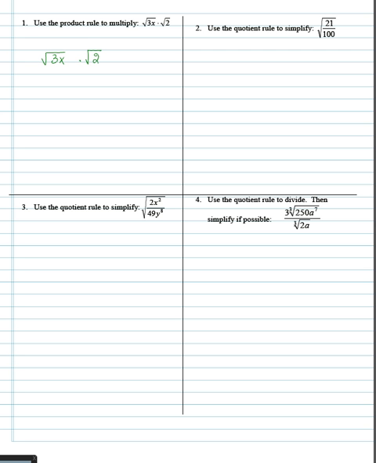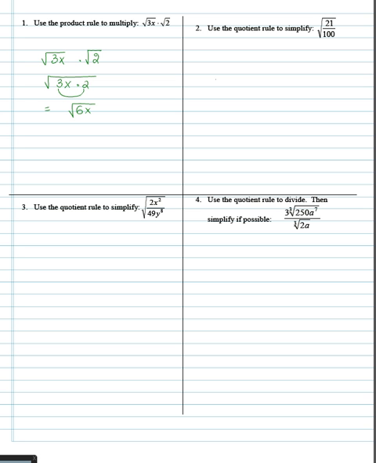I can't find the square root of 2, a perfect square root. I can't find the square root of 3, so I'm going to combine the radicals. 3x times 2. 3 times 2 is 6 radical x. Final answer.